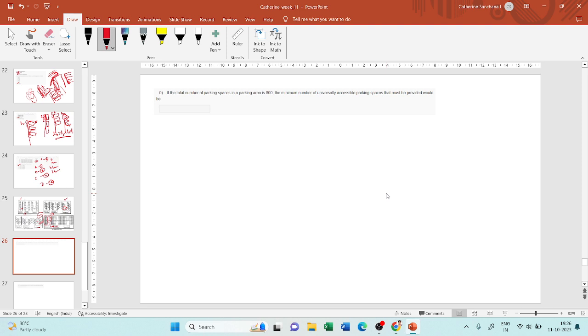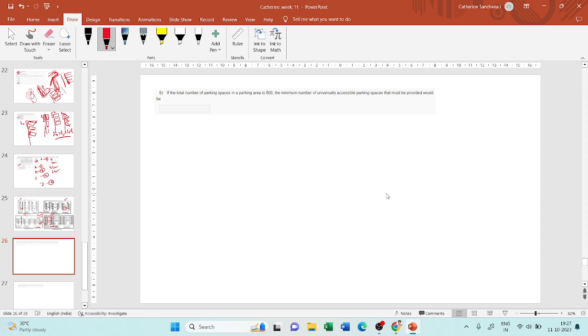It can be occupied by both those people and people who are physically challenged. Let us not call them disabled, we'll call them physically challenged. So it will be accessible by both these people, so it is universally accessible.